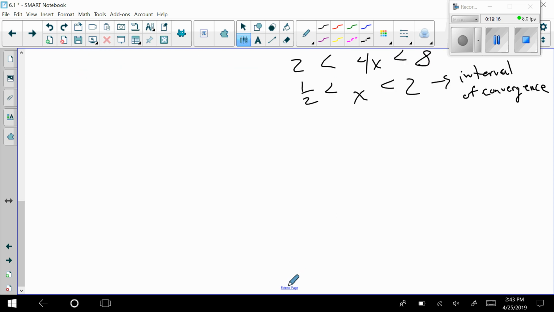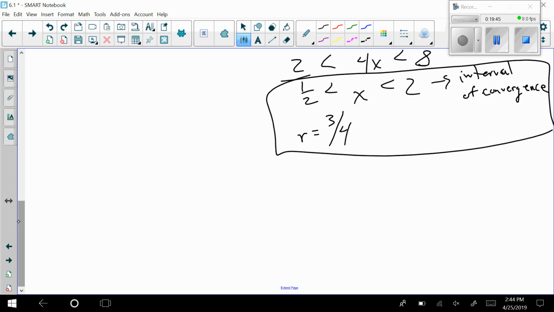Well, usually we have a radius as well. So if I find the radius of convergence, I'd have to find the distance between those endpoints. That's 1.5 from 1/2 to 2, which is 3/2. Then cut in half would be 3/4. So this is my answer.